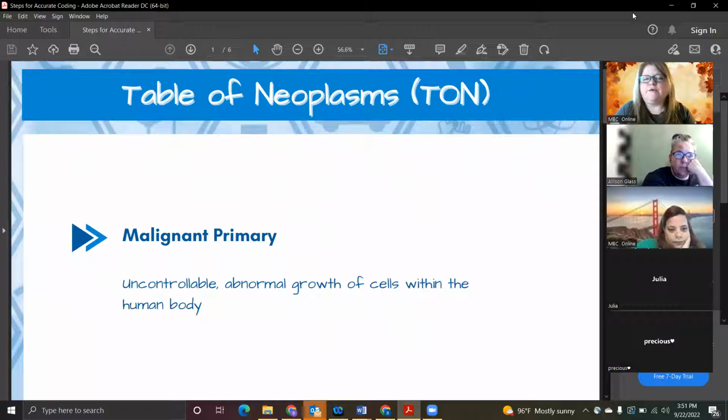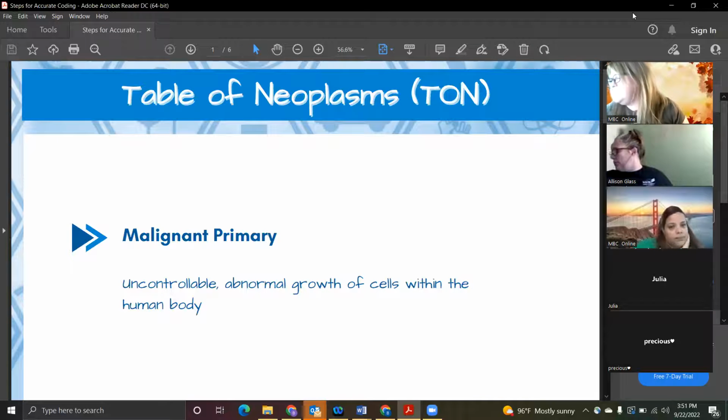All right, so I want to talk a little bit about the table of neoplasms. If you guys would get your ICD-10 manuals out, and I hope you have the table of neoplasms tabbed so it's real easy to get to. If you do not have it tabbed, that starts on page 481. How many of y'all have looked at the table of neoplasms and checked out how it was set up, all your options across the top, all those fun things that you have to cross-reference to find the right code?